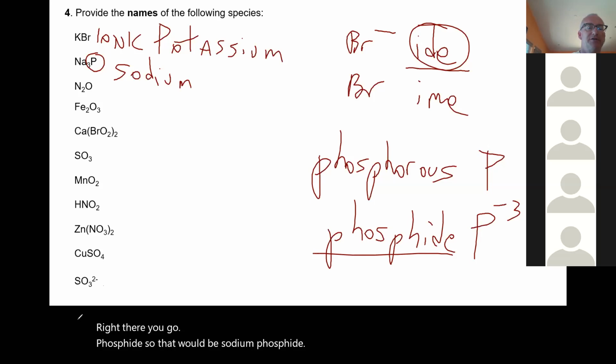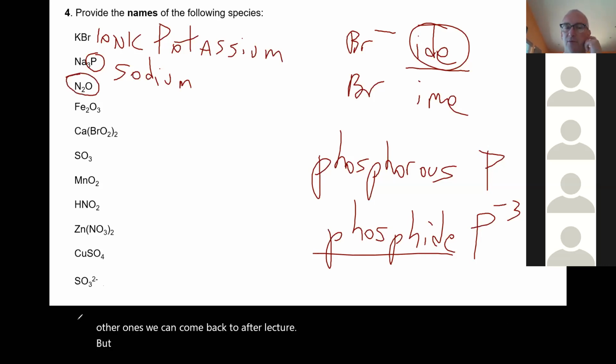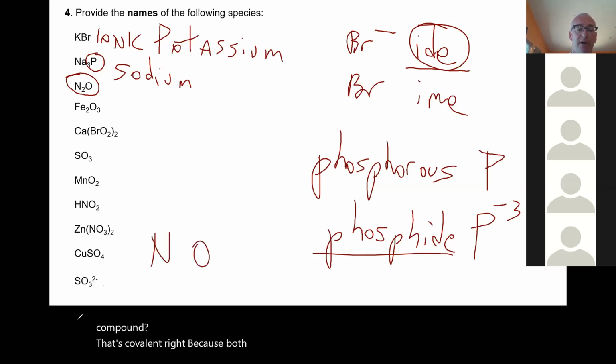Now, the third one is tricky, and the fourth one. I'll do these first two, then the other ones we can come back to after lecture. But this makes a very important point. Is that an ionic compound or a covalent compound? Covalent. That's covalent, right? Because both nitrogen and oxygen are nonmetals.